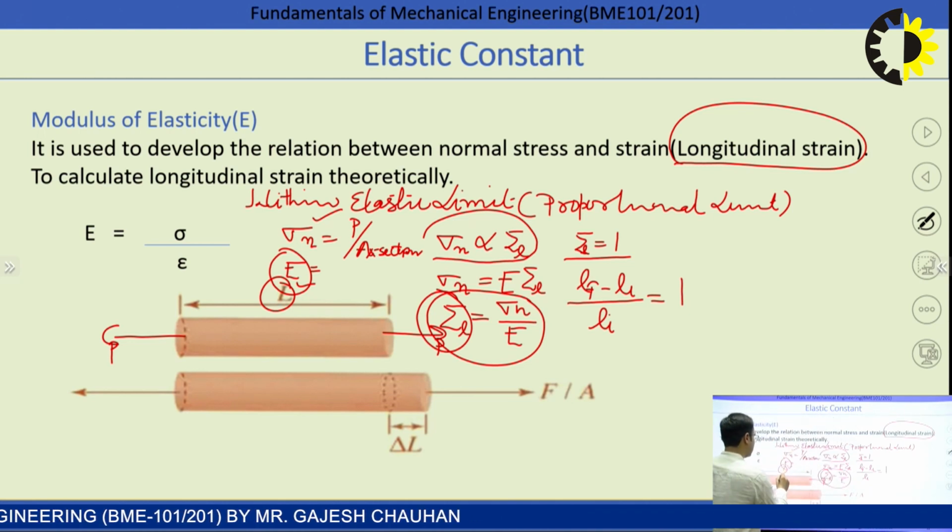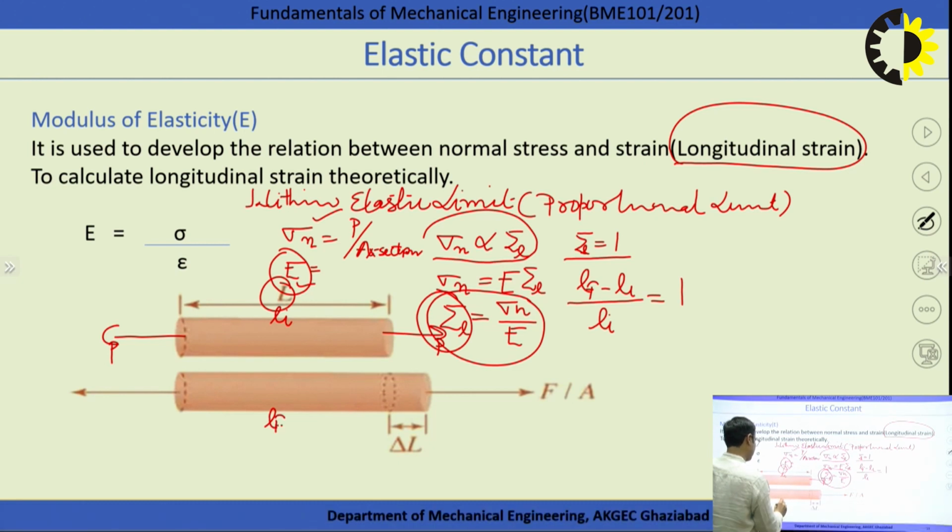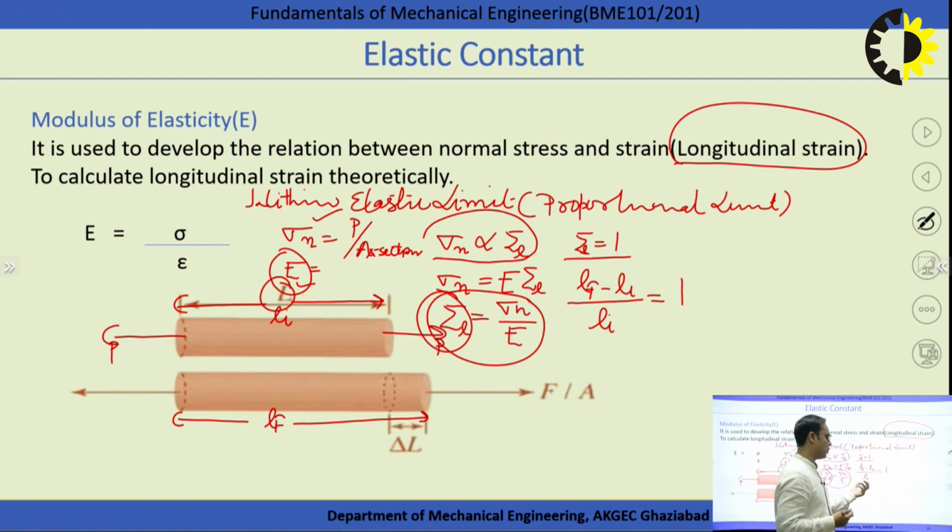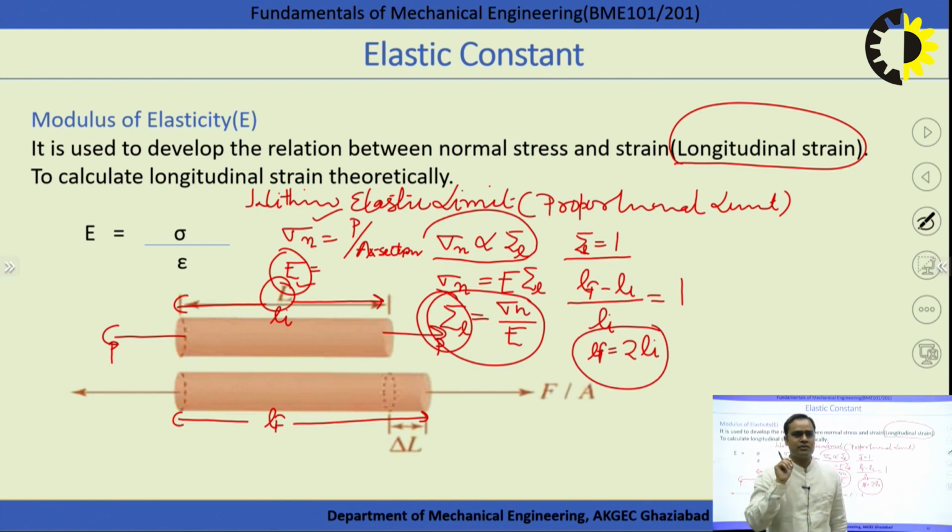Suppose the initial length is Li and after the application of the load, the final length becomes LF. That is the total length we are calling LF, and the initial, original length of the body is Li. So what is the change? LF minus Li upon the original dimension. So here LF is 2 times Li. What is the meaning of that? The meaning of unitary strain is that the final length is just double the initial length.